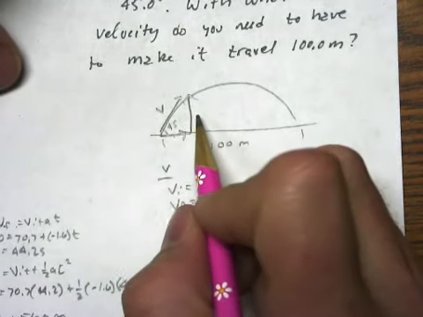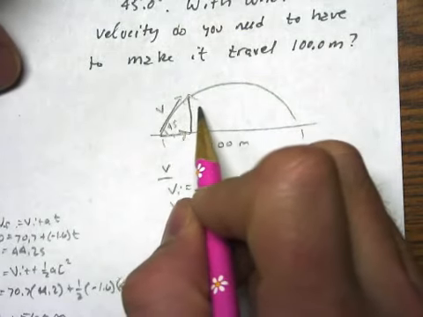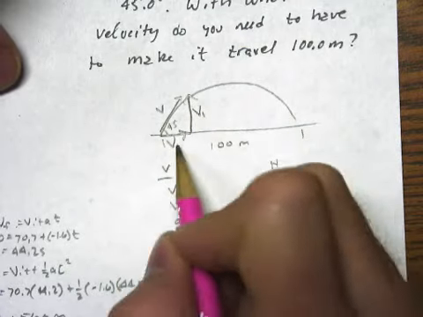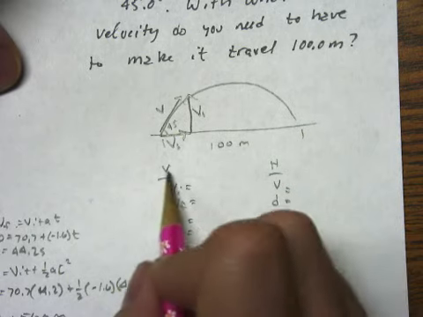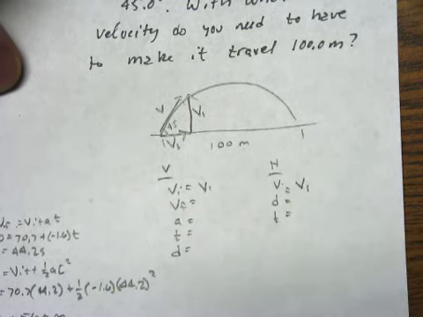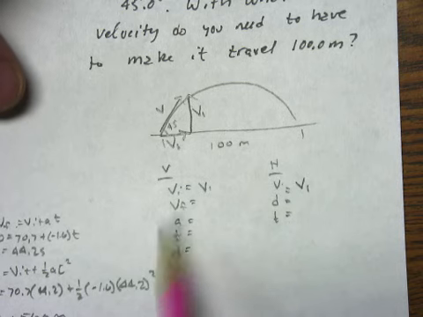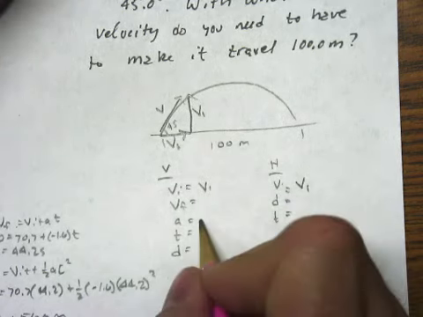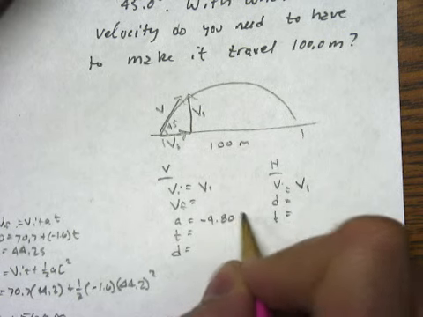So you know what? I'm just going to call it V1 for lack of a better. So the initial velocity vertically, V1. Horizontally, the velocity is V1. I don't know what it is. It doesn't matter what letters they are as long as they're the same. This is on Earth. The acceleration is negative 9.80.